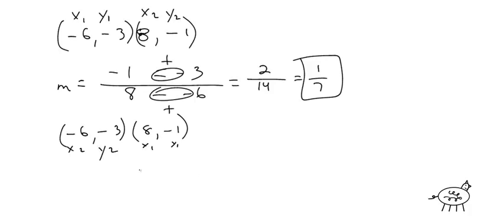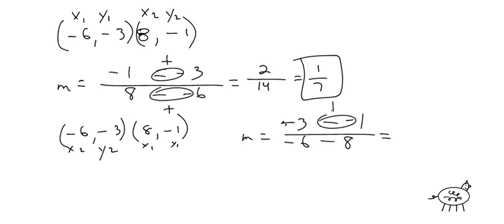So y2 minus y1. So m equals y2. So we'll put our double negative in here first. So negative 3 and negative 1. And the x's are negative 6 and 8. So that gives you a plus there. So negative 3 plus 1 is negative 2. And negative 6 minus 8 is negative 14. A negative over negative is a positive, so it's 1/7.